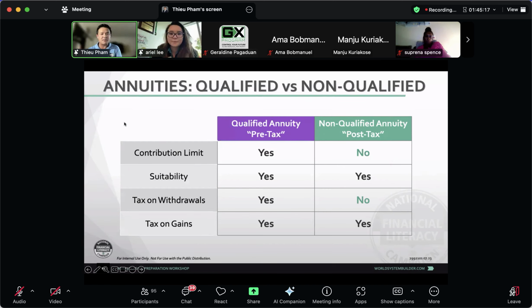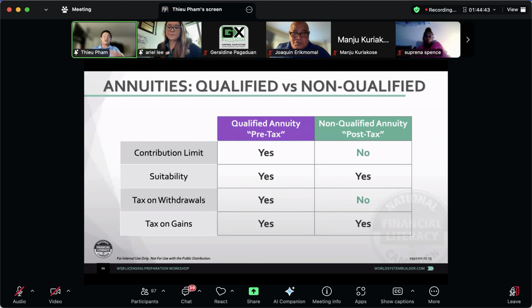When a client buys an annuity, there's a difference between qualified versus non-qualified. On the left side, qualified annuities are usually referred to as retirement accounts: IRA, SEP IRA, not Roth IRA, but traditional IRA, something where you can defer tax, so usually pre-tax. There is a contribution limit because you have to follow the IRS guidelines. For example, if you own a qualified annuity that's an IRA, the most you can put in right now for 50 and under is 7,000. If you're over 50, you can do 8,000.